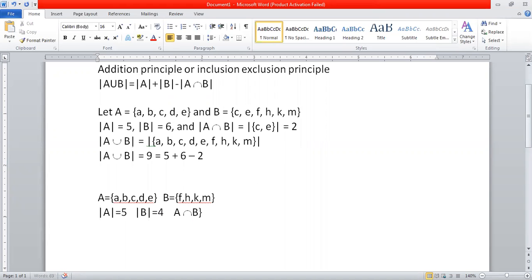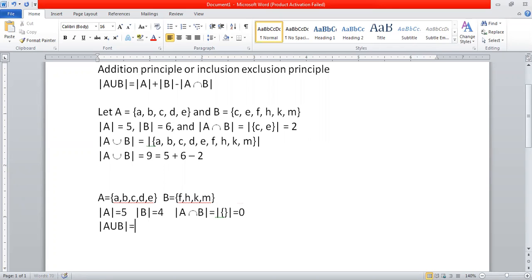Now A intersection B, absolute value. How many elements are common in A and B? There is nothing common in A and B. It is an empty set. कुछ भी नहीं है. So if we take its absolute value we will get 0. Okay. Now A union B.